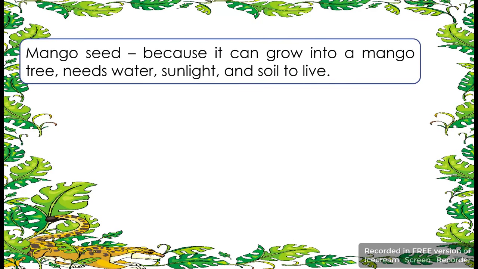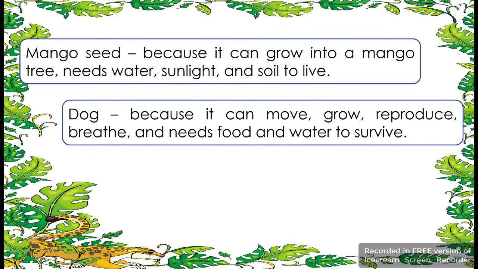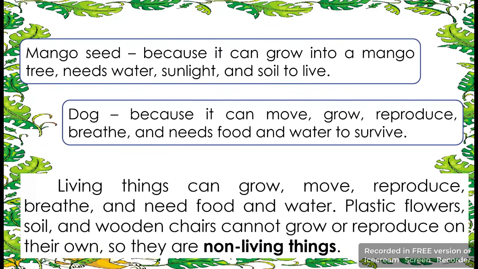Very good. One of them is mango seeds because it can grow into a mango tree, and needs water, sunlight, and soil to live. The second is dog because it can move, grow, reproduce, breathe, and needs food and water to survive. Living things can grow, move, reproduce, breathe, and need food and water. Plastic flowers, soil, and wooden chairs cannot grow or reproduce on their own, so they are identified as non-living things.